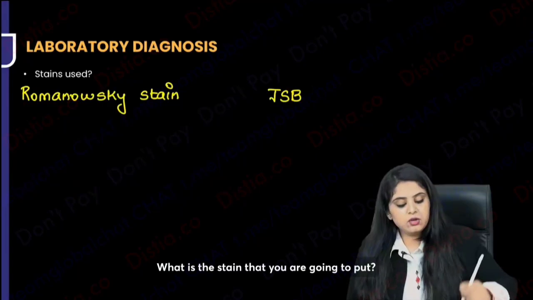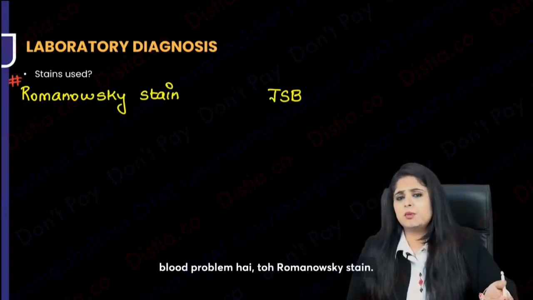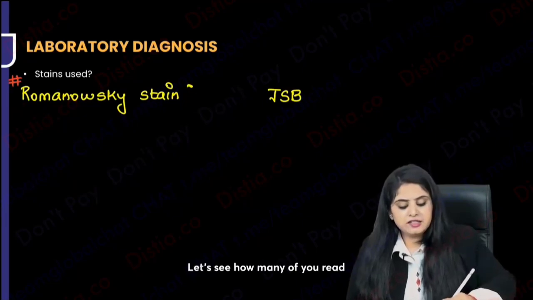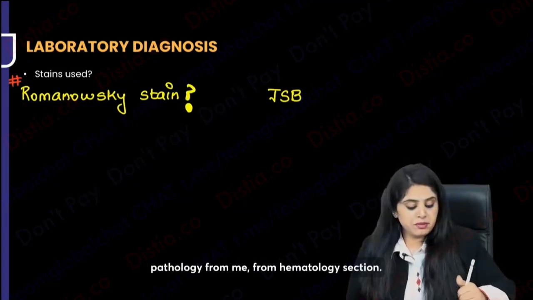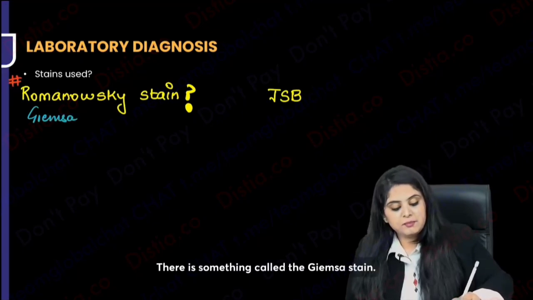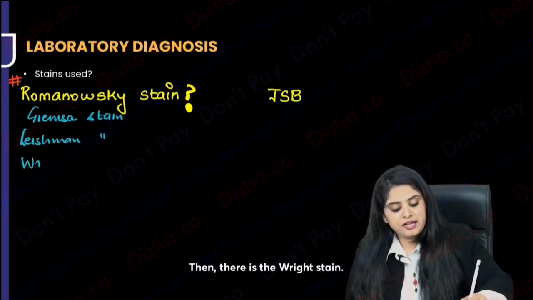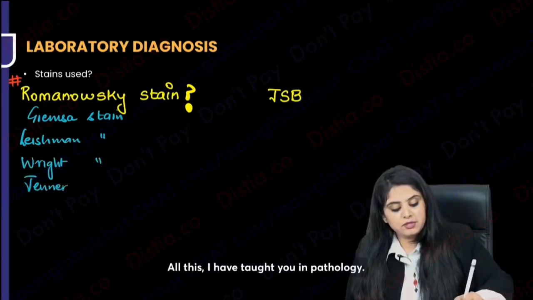Now you will say that, okay, slides are ready, ma'am. What is the stain that you're going to put? In hematology, it is a blood problem, so Romanovsky stain. And let's see how many of you have read pathology from me from the hematology section. Tell me the Romanovsky stains, all the family members. There is the Giemsa stain. Then the Leishman stain. Then the Wright stain. Then the Jenner stain. All this I have taught you in pathology.